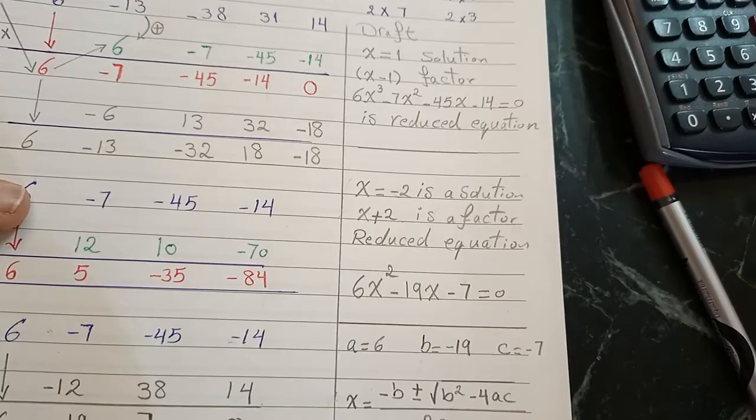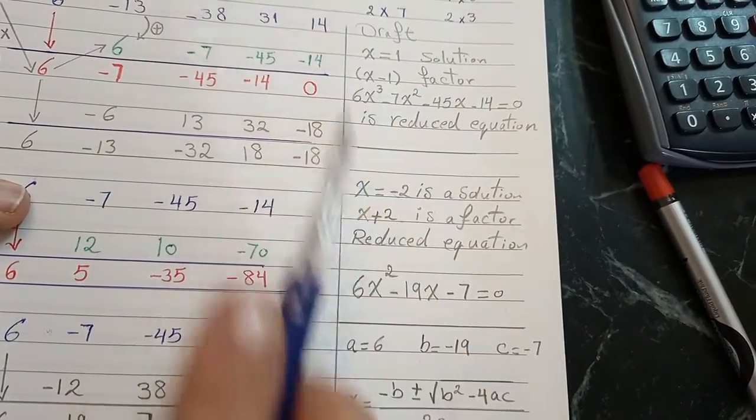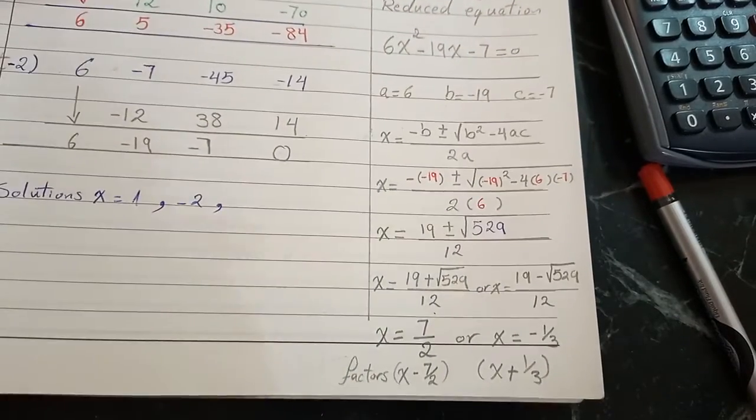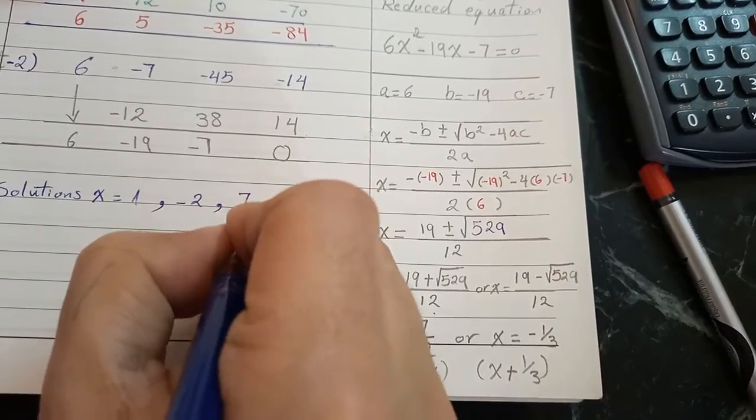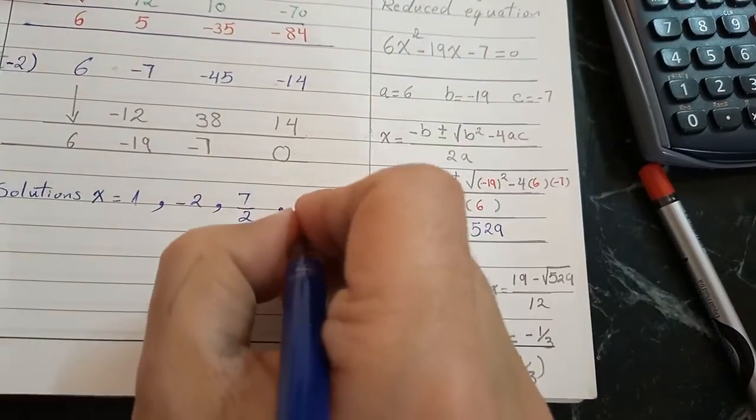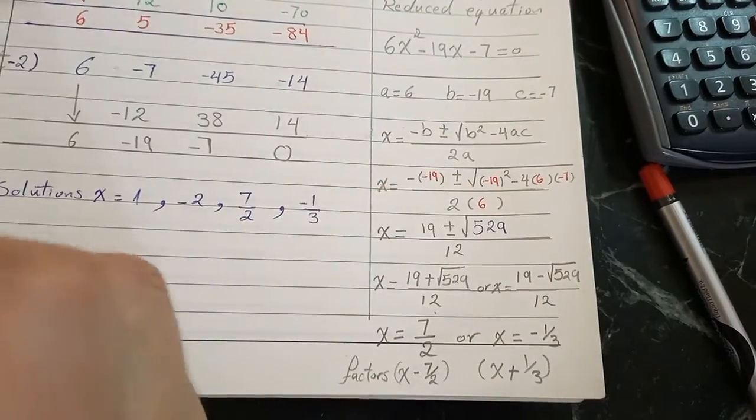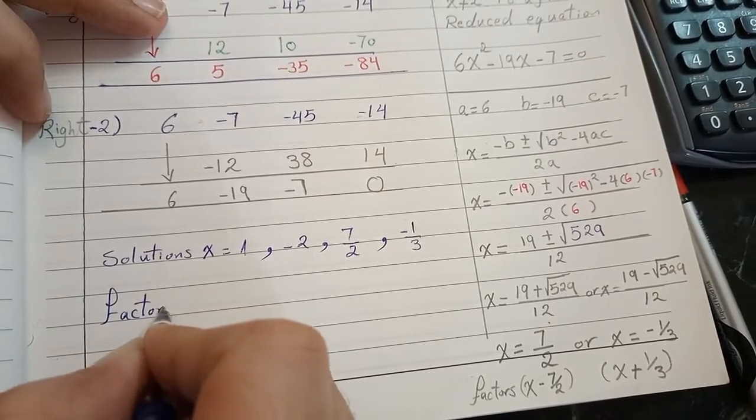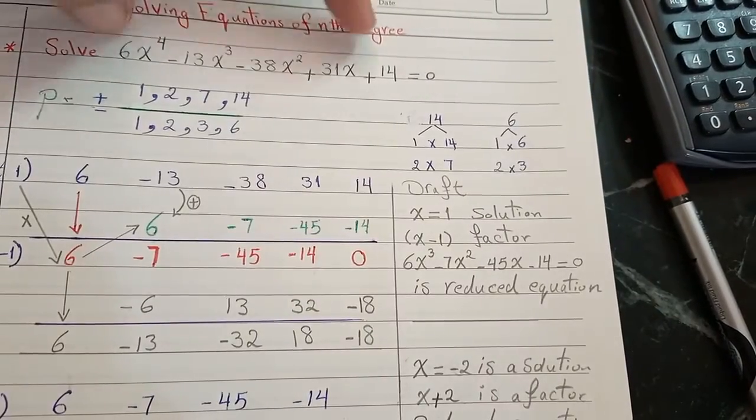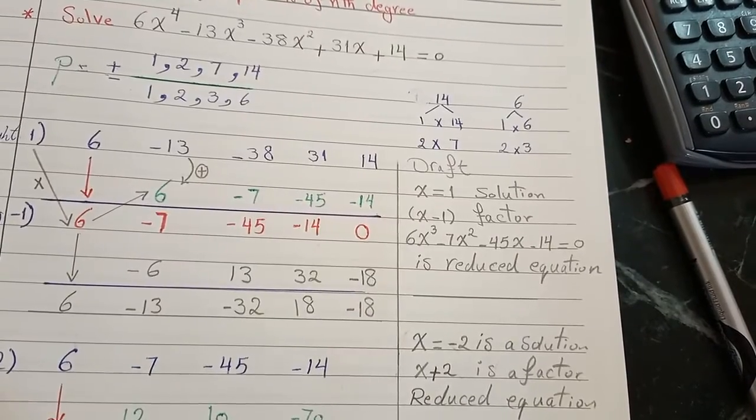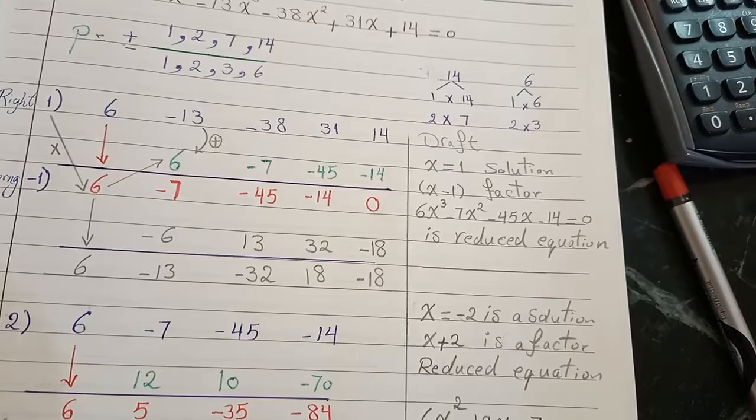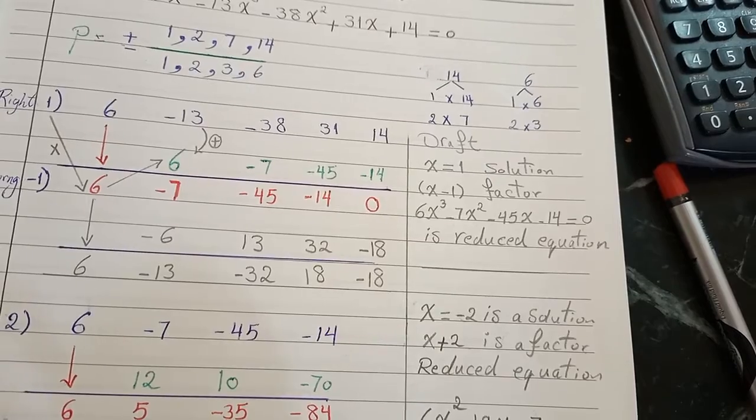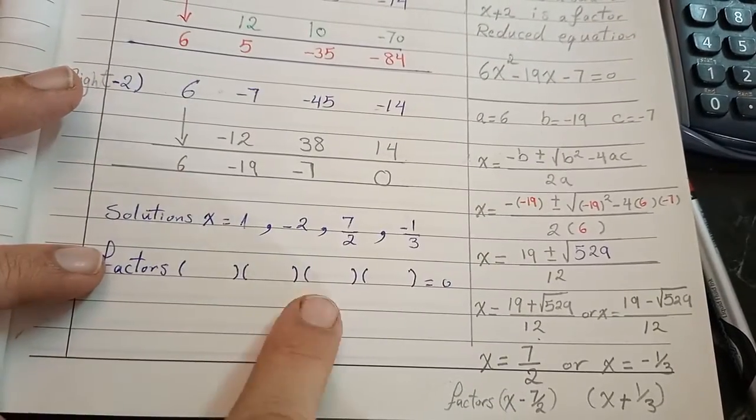1 and negative 2, and in the end we found here 7 over 2 and negative third. If that's extra from you, you write the factors. We could factorize this expression into 4 factors. 1, 2, 3, 4 factors.